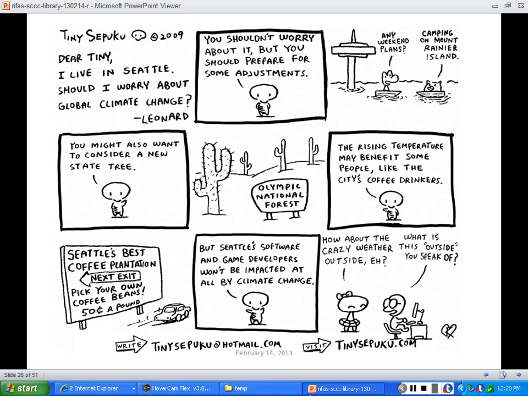Dear Tiny, I live in Seattle. Should I worry about global climate change? Leonard. You shouldn't worry about it, but you should prepare for some adjustments. Any weekend plans? Camping on Mount Rainier Island. You might also want to consider a new state tree, Olympic National Forest. The rising temperature may benefit some people, like the city's coffee drinkers. Seattle's best coffee plantation, next exit. Pick your own coffee beans, 50 cents a pound. But Seattle's software and game developers won't be impacted at all by climate change. How about the crazy weather outside, eh? What is this outside you speak of?